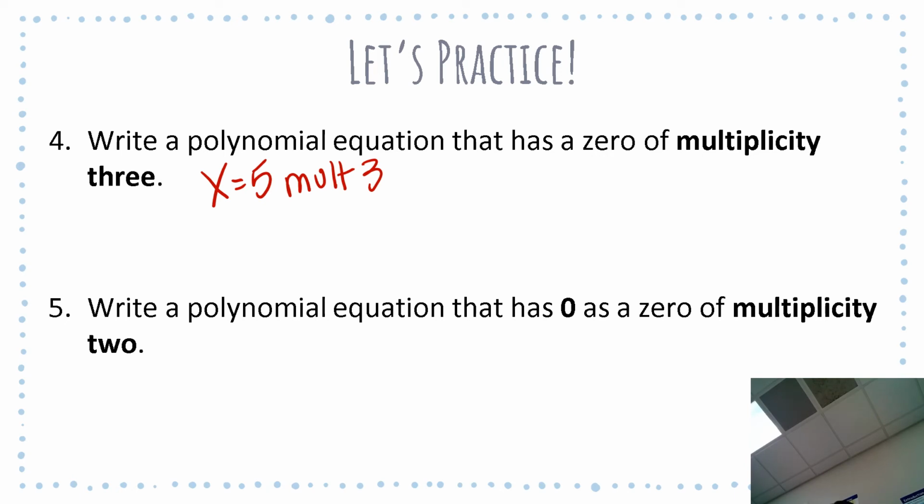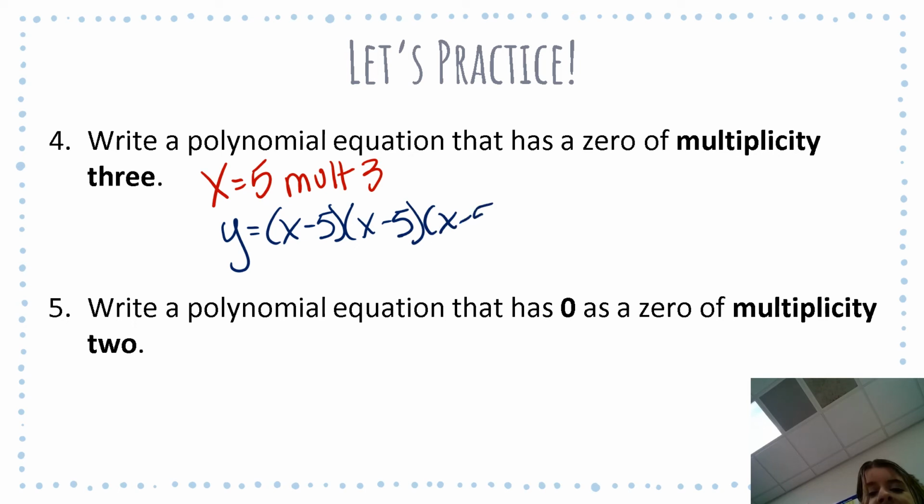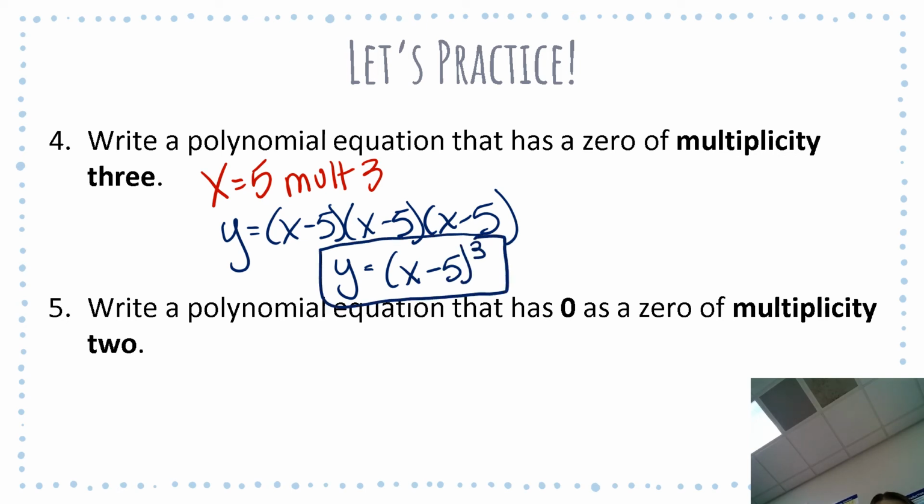So if it's positive 5, what would it be in the parentheses? Yeah, so it'd be negative 5. We have y equals some a times x minus 5. And it happens 3 times, so we need 3 of those. And then just to condense it, we can rewrite that as a times x minus 5 cubed. We're not actually going to flow this out, we're just going to leave it like that.